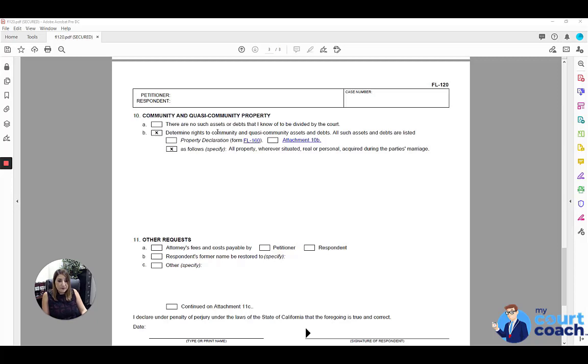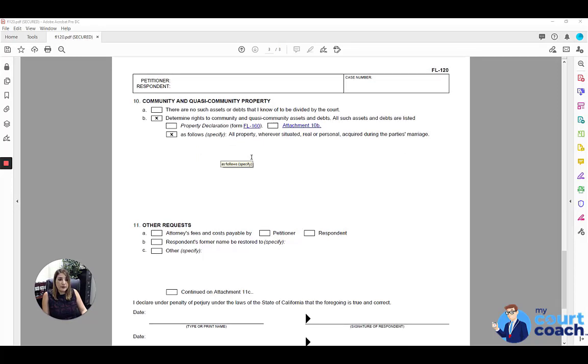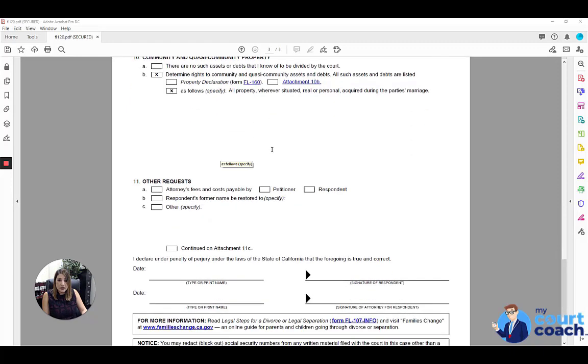And again, just like with page 2 and the separate property, you can specifically list each asset or debt. You can refer to the property declaration and it can be listed there. Or again, what I do in these situations, I just put the generic definition for what community property is, and that is the broadest way of preserving my right to claim an asset or debt as later community property.